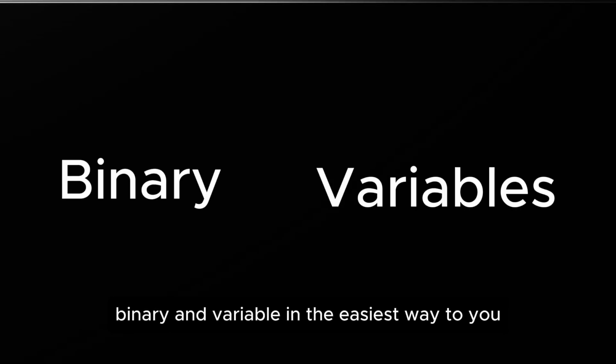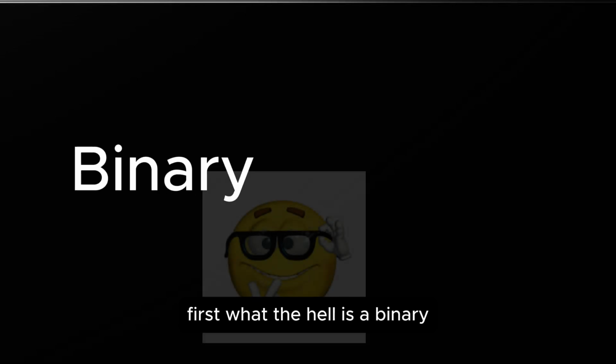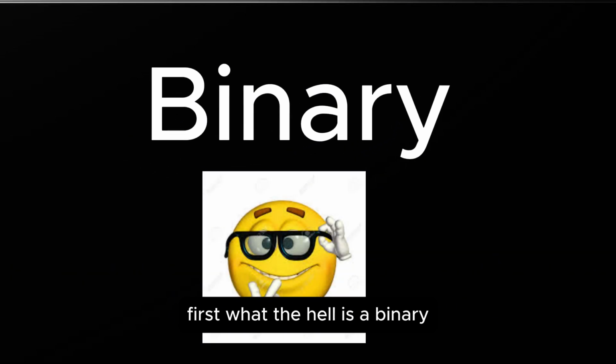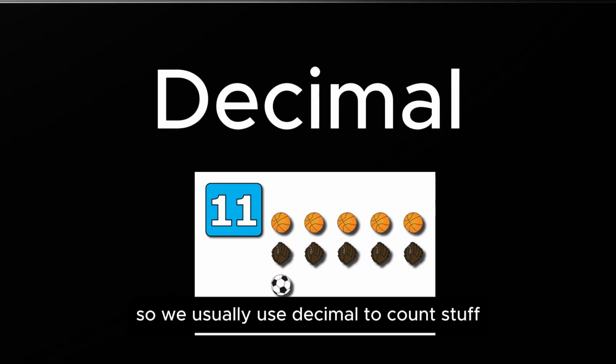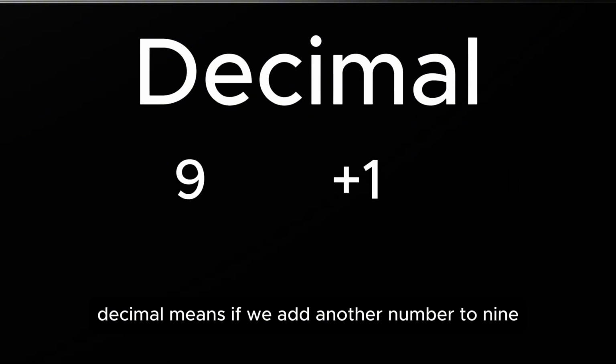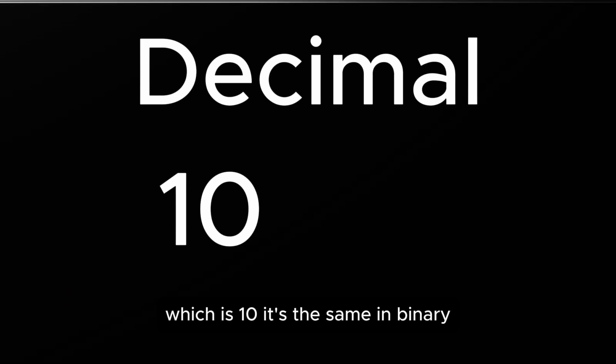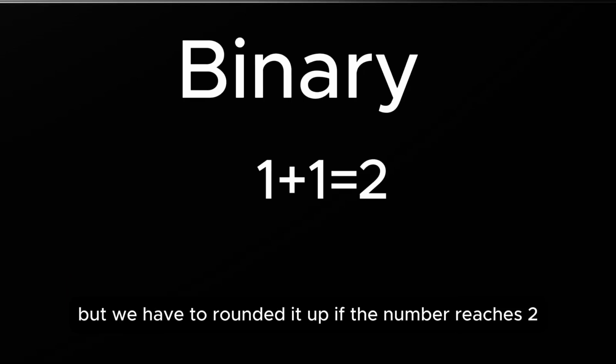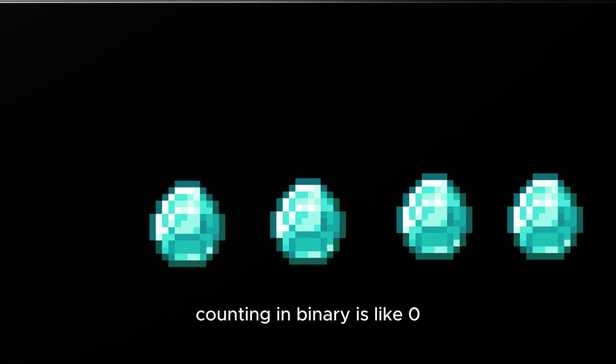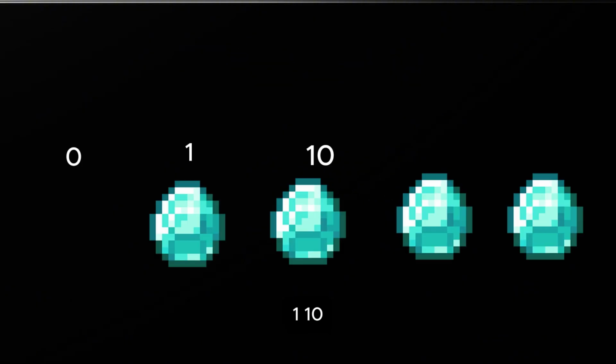In this video, I will be explaining binary and variables in the easiest way for you. First, what the hell is a binary? So we usually use decimal to count stuff. Decimal means if we add another number to 9, it will round it up to 10. It's the same in binary, but we have to round it up if the number reaches 2. Counting in binary is like 0, 1, 10, 11, 100.